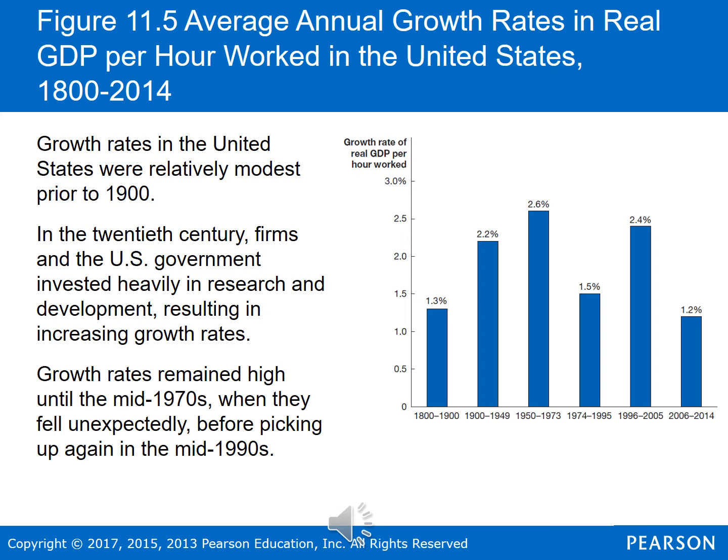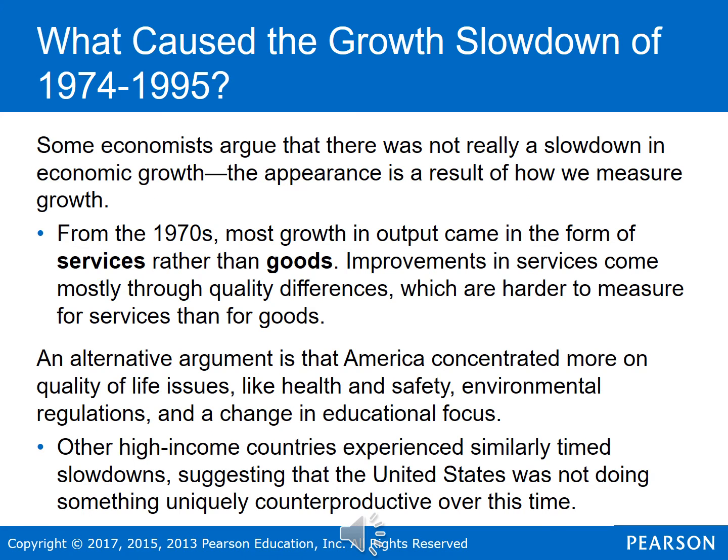Now, this accelerating rate of technological change led to more rapid growth rates. So we see from 1950 to 1973, the average rate of growth of GDP per hour worked rose to 2.6%. And after a slowdown from the mid-70s to the 90s of 1.5%, which was still above the 1800s, we got back to 2.4% for a decade from the mid-90s to the mid-2000s. Throughout the first half of the 20th century, the growth rate in the United States accelerated over time, rather than slowing down and experiencing those diminishing returns.